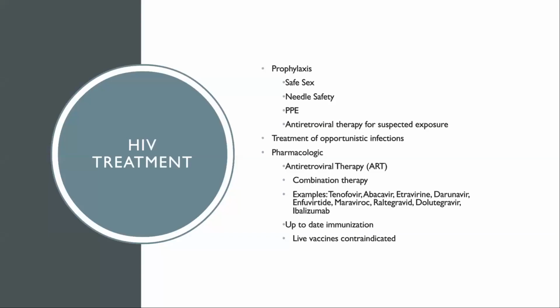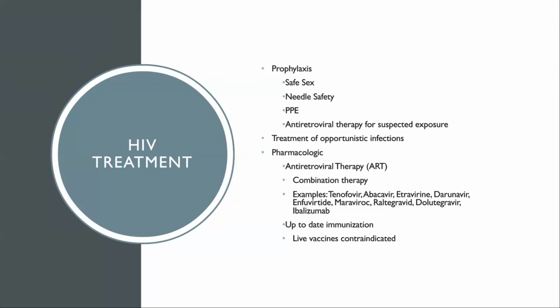Treatment for HIV is first and foremost prophylaxis, so educating our patients on safe sex, needle safety, wearing proper PPE for ourselves, and we can provide antiretroviral therapy for anyone with a suspected exposure. We would want to treat any opportunistic infections, and for HIV itself, we can provide them with antiretroviral therapy or ART therapy. This may be done with a single medication or in combination therapy. Many of the medications end in VIR.